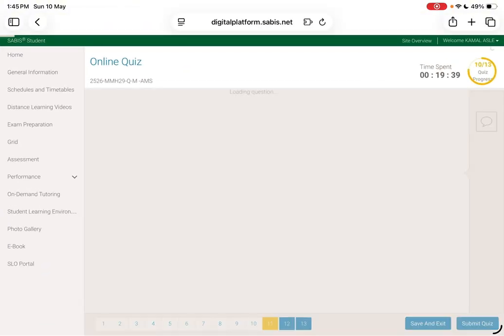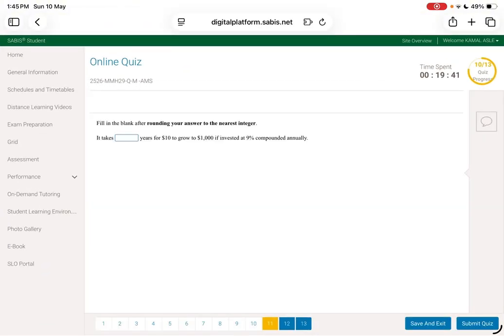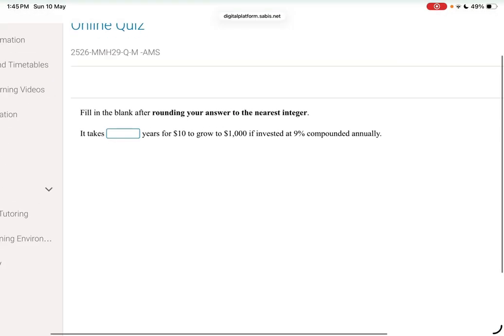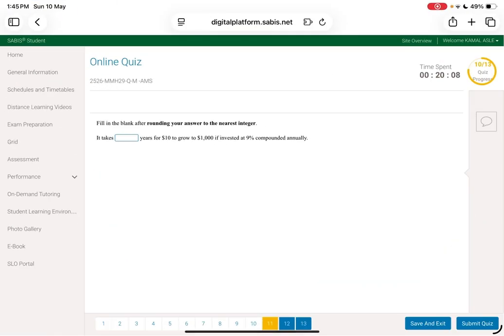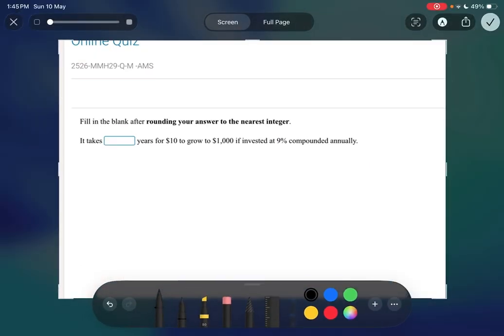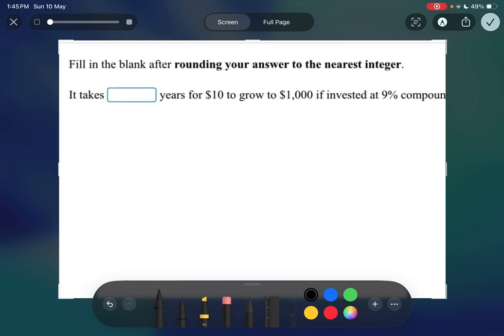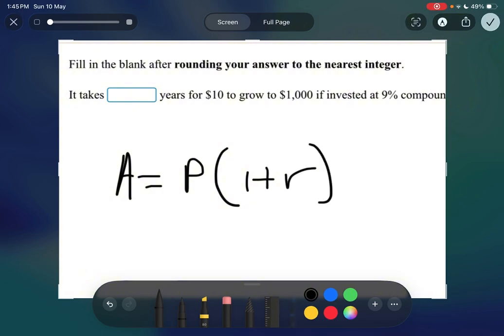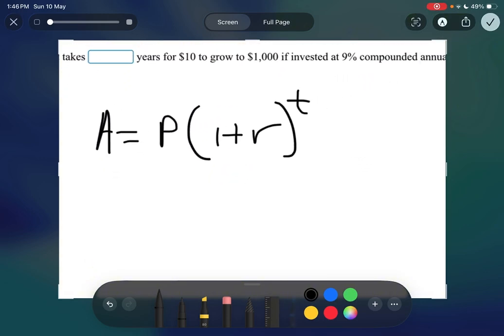Question number 11. Here they want, if I can remember, the investment problem. Here they want how many years it takes, they want T, okay? They gave you $10 to grow to $1,000 if invested at 9% compounded annually. So you know that the formula of the investment is A equals P times (1 plus R) to the power of T, right? So we already have A, which is the 1,000. They already gave us the answer.